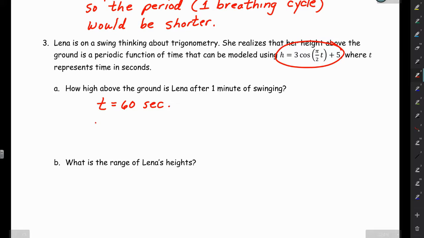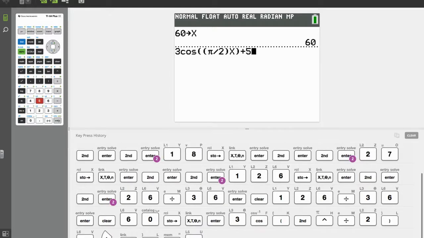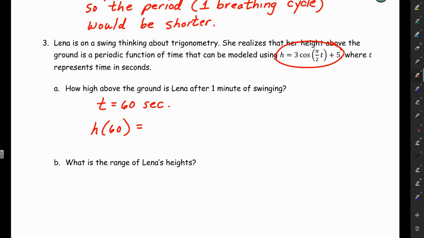All right, so we want to put in 60 into our function. We're going to use our calculator to do that. We're going to store 60 into x, and then we'll type the function. We already know we're in radians because of the previous problem. And we get a value of 8. So she would be 8 feet above the ground.